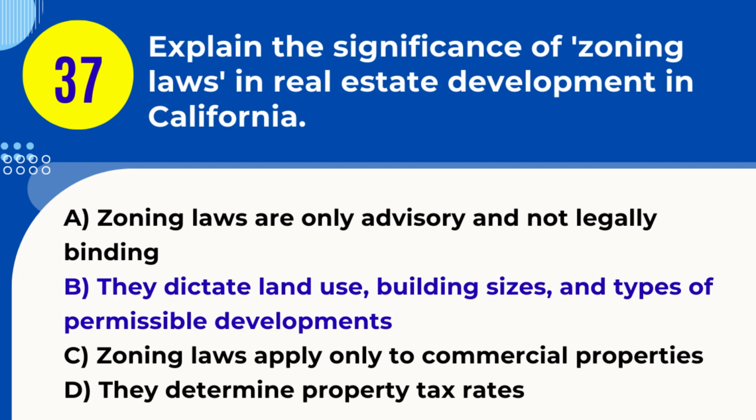Answer: B. They dictate land use, building sizes, and types of permissible developments. Explanation: Zoning laws in California play a critical role in real estate development. They regulate land use, determine the size and types of buildings that can be constructed, and specify the types of permissible developments in various areas.